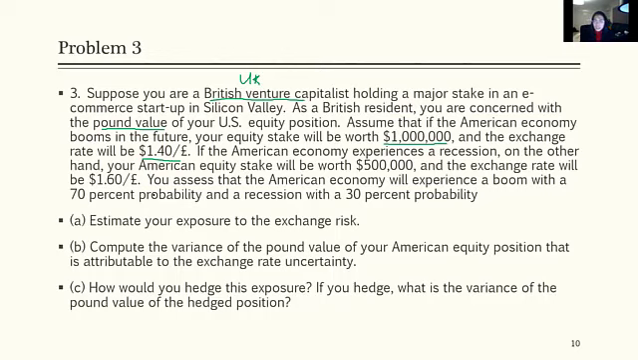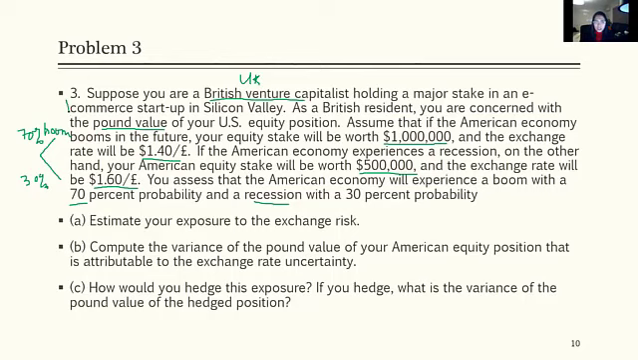So in the second scenario, when the American economy does not do too well, your equity value would be 500,000 USD, and at that time the exchange rate is forecast to be $1.6 per pound. Okay, so there are two scenarios here, and you think that the probability of the boom scenario is 70%. And with the second scenario for a recession, you forecast that there will be a 30% possibility. Okay.